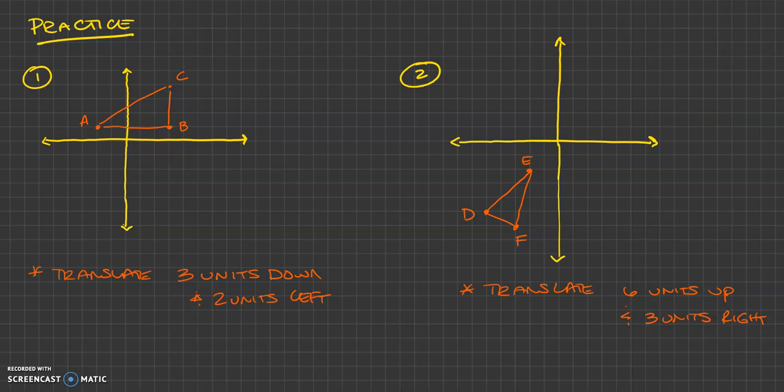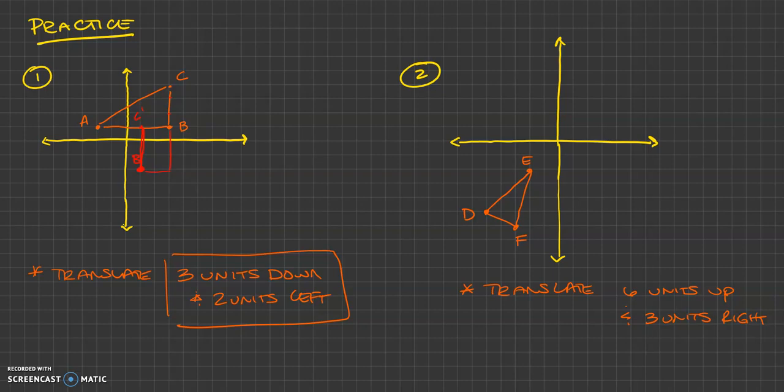And so this first one, number 1, we're going to translate 3 units down and 2 units to the left. And so let's just start with B. 3 units down. So we're going to go 1, 2, 3, and 2 units left. That will go right there. So that is B prime. Now to go from C to C prime, we're going to go 3 units down and 2 units left. And so that's C prime. And so you can see the beginnings of the triangle right there.